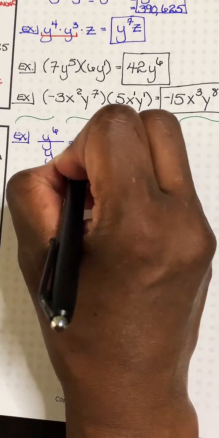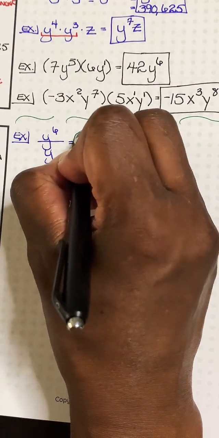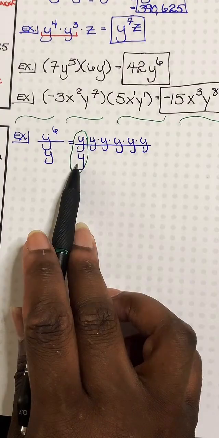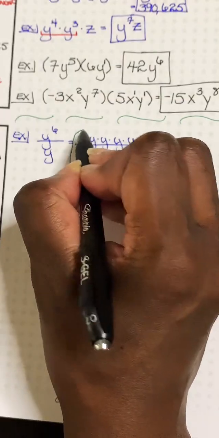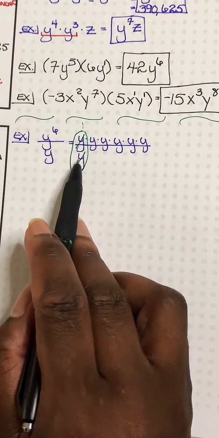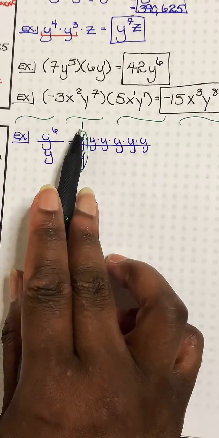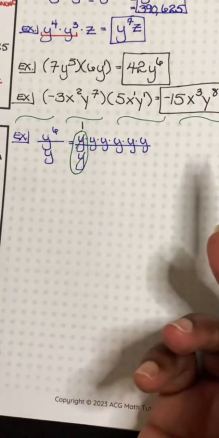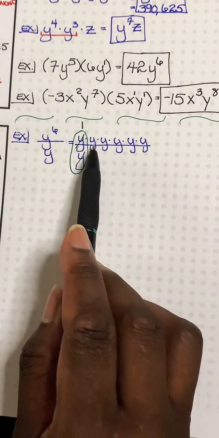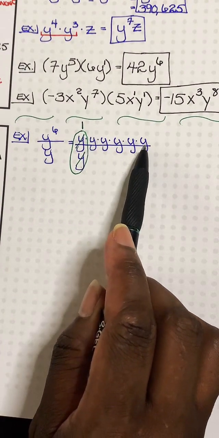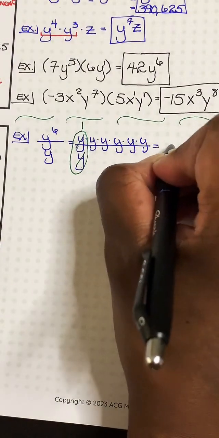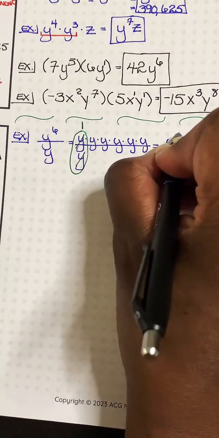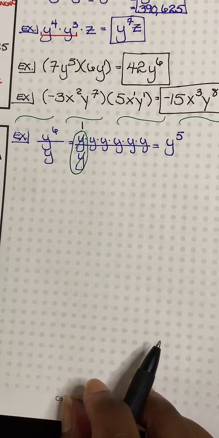So there's one group of y's that can be divided out, because y divided by y will give me 1. Okay? Anything divided by itself is equal to 1. We don't need this 1 because 1 times anything is itself, right? So if I have 1, 2, 3, 4, 5 y's left, and they're in the numerator, so I have y to the 5th as my solution.